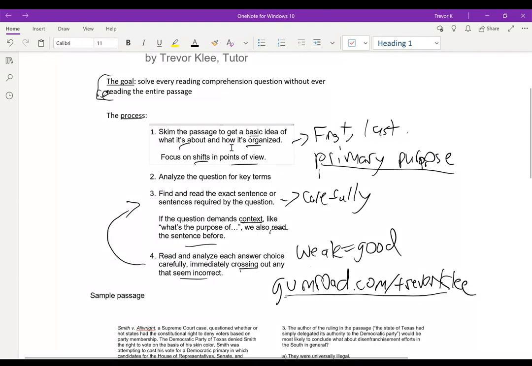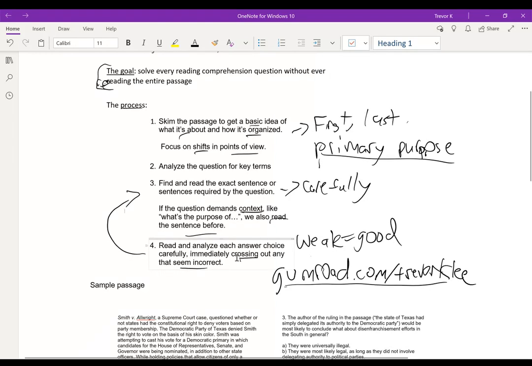All right, so this is the process. Skim the passage, analyze the question for key terms, find and read the exact sentence or sentences required by the question, read them carefully, and then analyze each answer choice, cross out the ones that seem incorrect, and see what you get. So, nice to talk about in the abstract, but let's see what it looks like specifically.